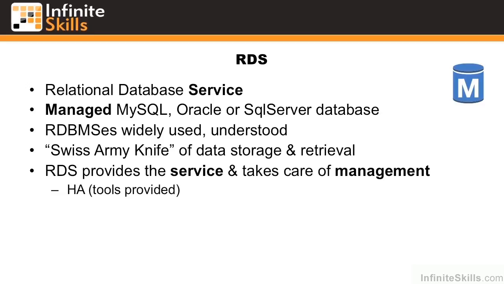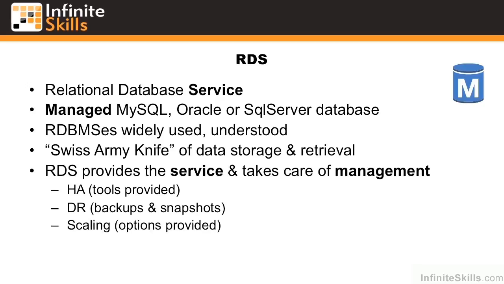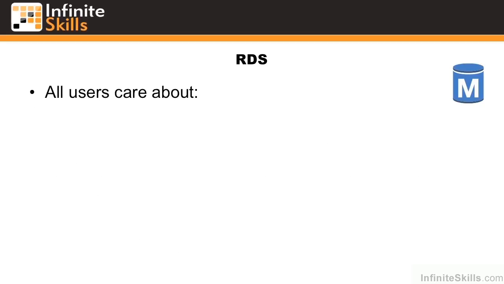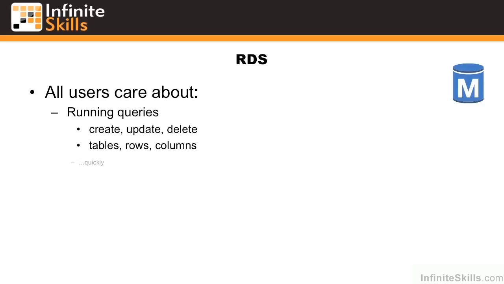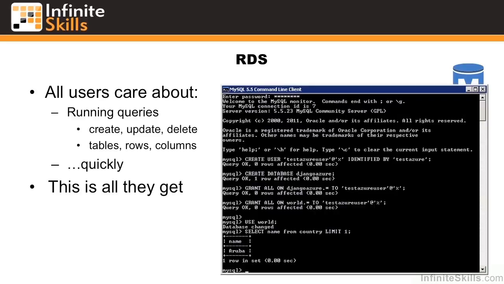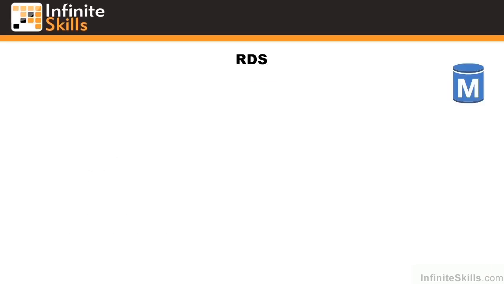It provides tools for high availability, for disaster recovery with backups and snapshots, for scaling with options to scale instance sizes and disk I/O, and patch management to upgrade your server automatically. What the users of your RDBMS typically care about are running queries, such as create, update, and delete, on tables, rows, and columns, and they want to be able to do so quickly. This is what they're provided with inside of RDS, a SQL interface into the database itself. They have no direct ability to SSH into the server or to change hardware beyond the instance type.